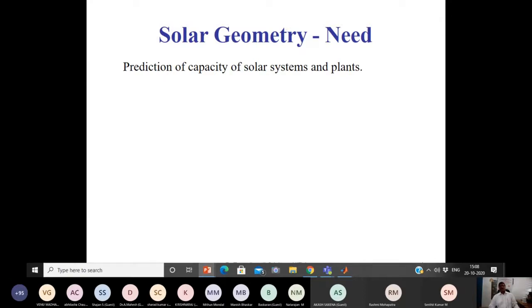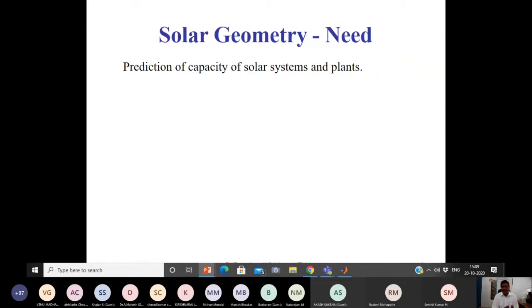And why do we have to go for this study on solar geometry before implementing some of the technologies, like the tracking methods? What is the link between the solar geometry and the tracking methods? So this solar geometry is useful to predict the capacity of the solar systems and plants. For example, to make a 1 megawatt solar power plant at a particular place, first of all we need the data on the availability of solar radiation. If you know the availability of solar radiation, it is easy to predict the capacity of the solar plant at that particular location and climatic conditions.